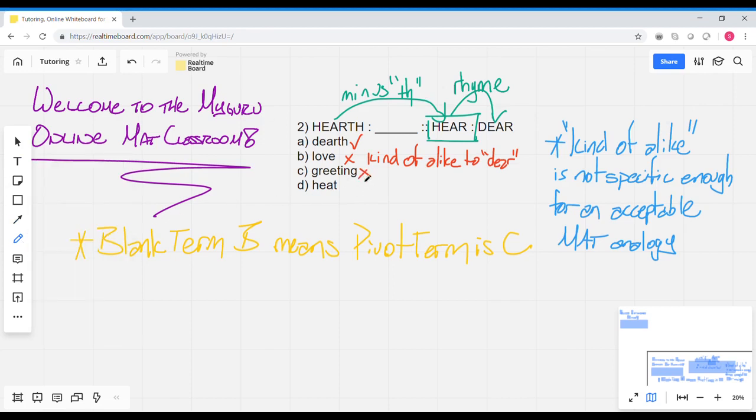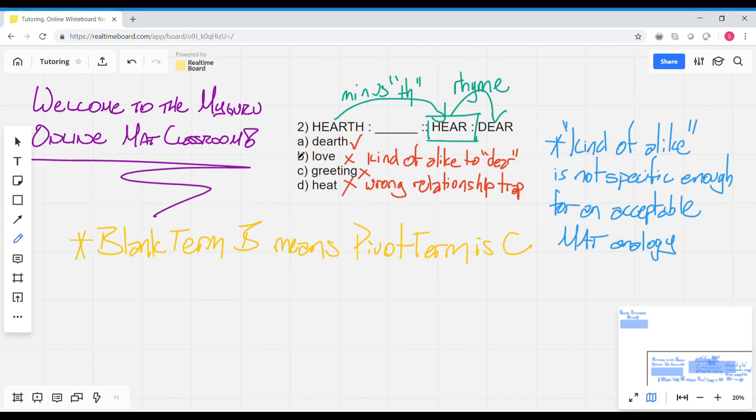Now, greeting, again, just kind of relates to deer. You might start a greeting with dear. You're not going to start your hearth with here. It doesn't make sense at all. So that's out. And then heat, this is a wrong relationship trap, because you could say that a hearth provides heat, but here does not provide deer.